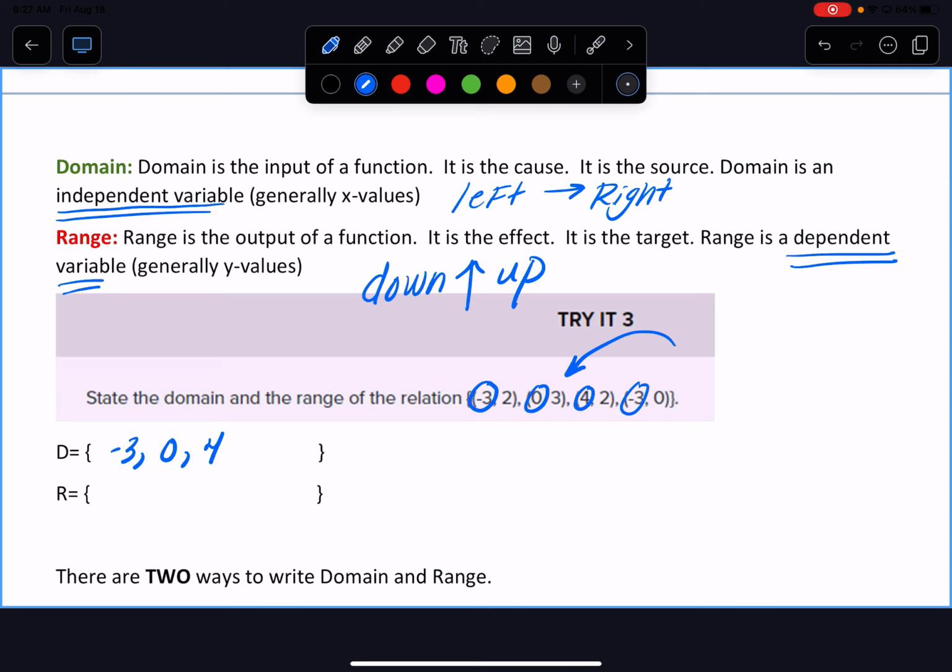What's the range? Let's write it in order. Let's look at our Y values. What's the lowest Y value? 0. Okay, 0. I don't think it would matter if you write it in order. I'm just doing it for fun.